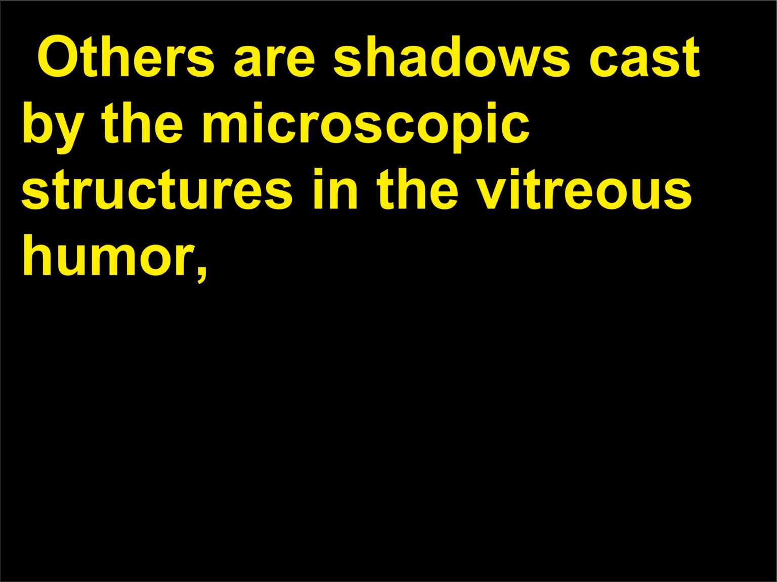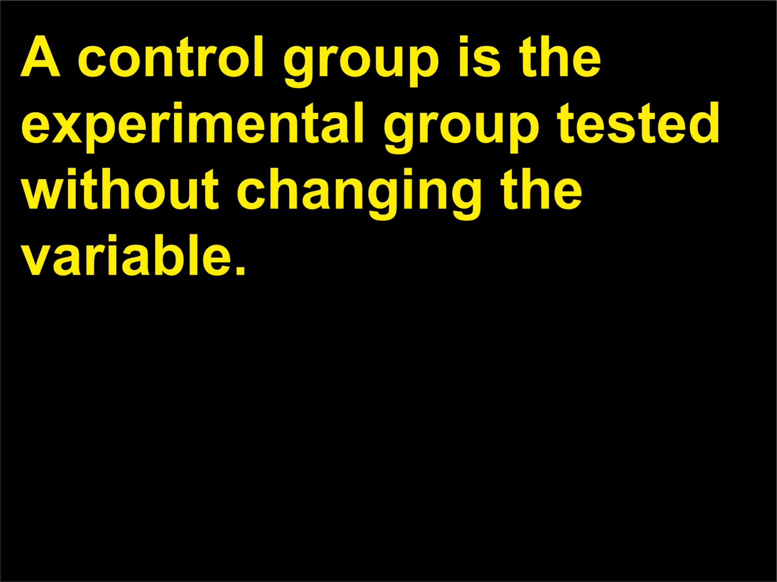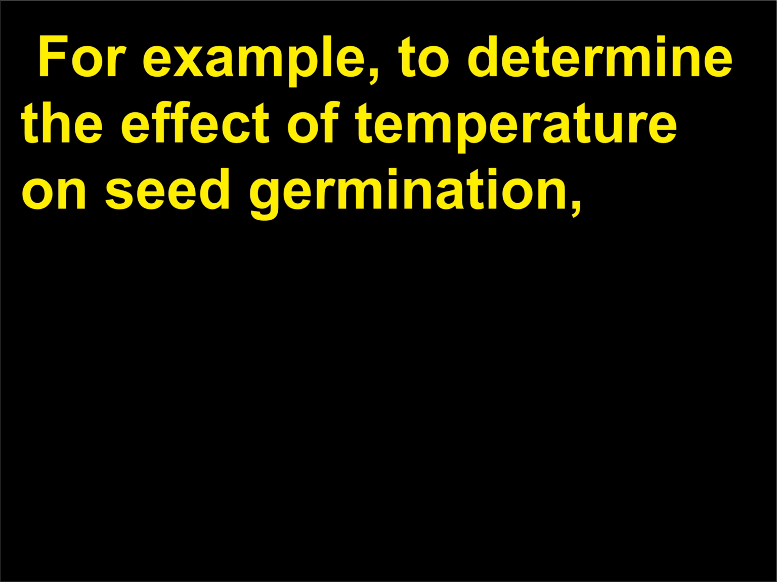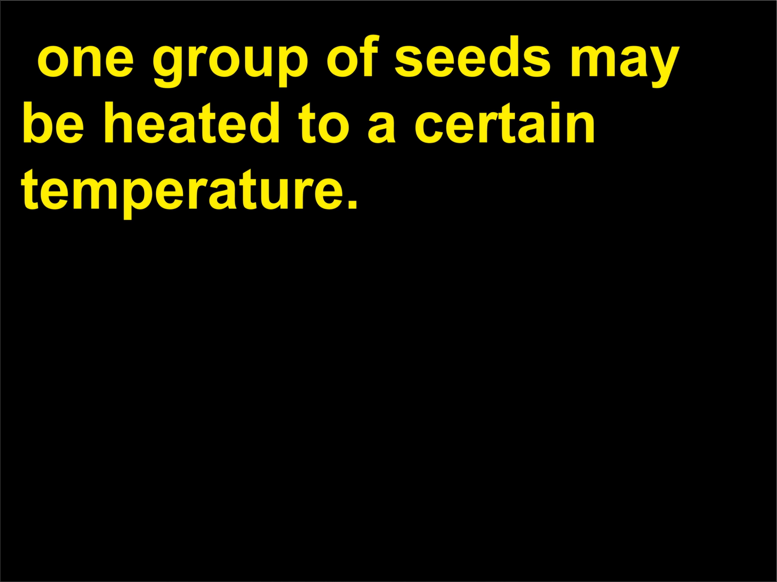What is a control group? A control group is the experimental group tested without changing the variable. For example, to determine the effect of temperature on seed germination, one group of seeds may be heated to a certain temperature.